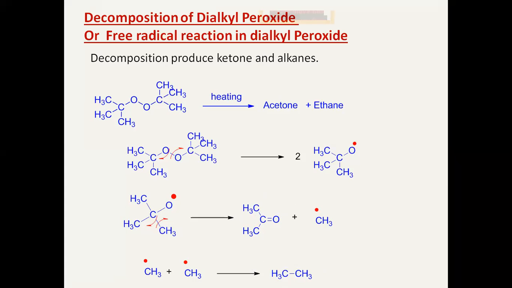By using different examples, we can explore our idea of how the dialkyl peroxide can be converted into the final products, acetone and ethane. So you can see in this reaction how the dialkyl peroxide is converted into the corresponding ketones as well as alkane.